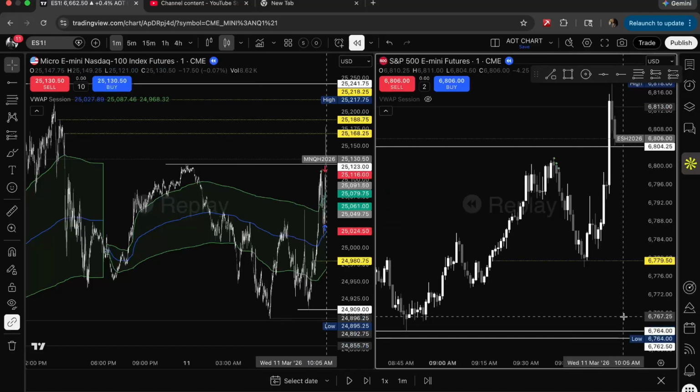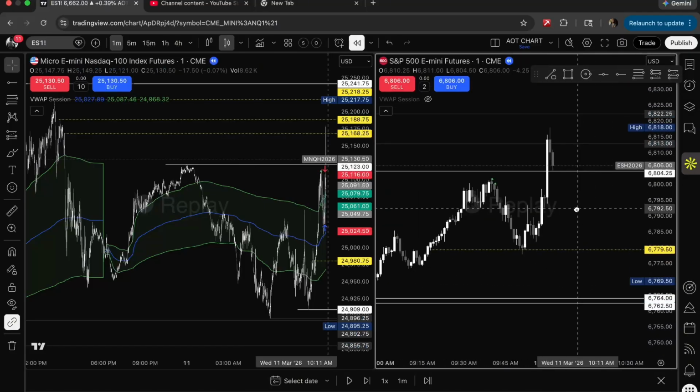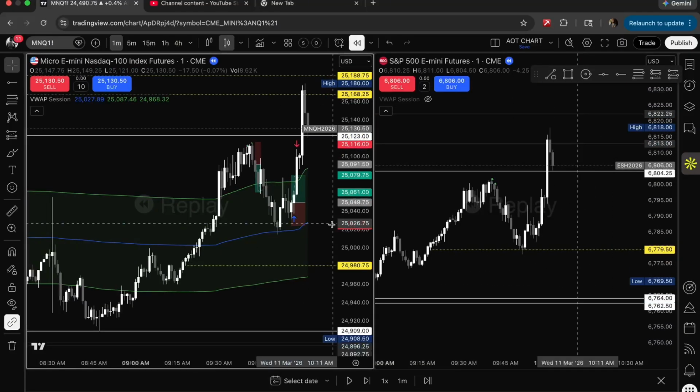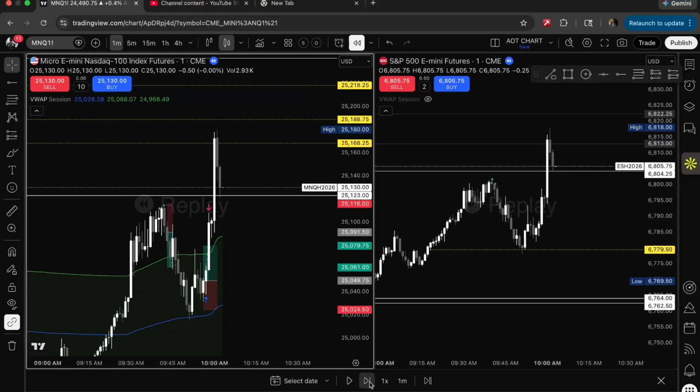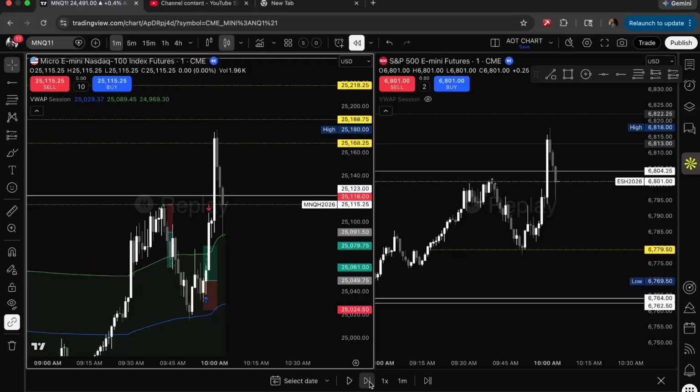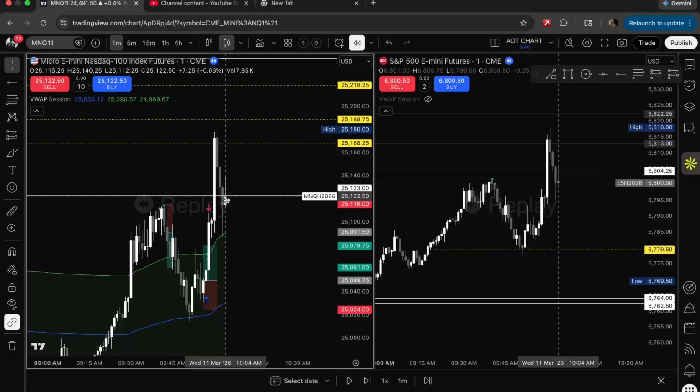Yeah, so we still look bullish. Still look bullish right now. Let's see what we get. So that's 1, 2, 3. So that's bearish SMT. Looks like it's delivering. Let's see what we get.